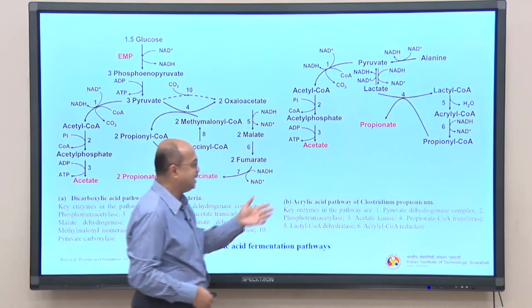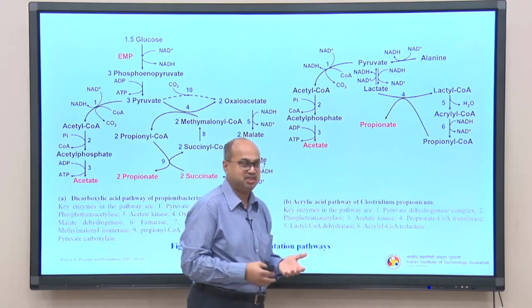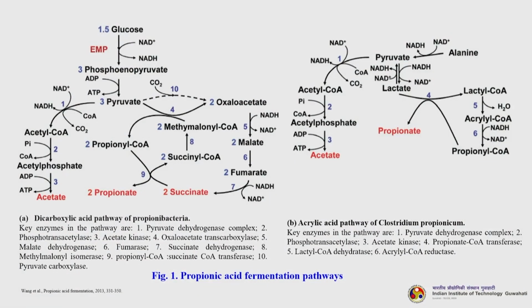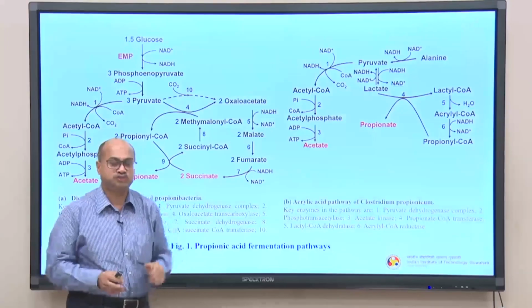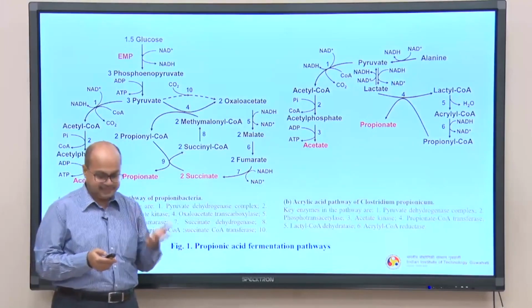Now, let us talk about the acrylic acid pathway of the Clostridium species. Here you can see that if we start with alanine, okay, alanine is getting converted to pyruvate. Now, pyruvate to acetyl coenzyme A, acetyl coenzyme A to acetyl phosphate to acetate. Now, pyruvate to lactate, lactate is getting converted to lactyl coenzyme A, then acrylyl coenzyme A, then propionyl coenzyme A and finally propionate. Okay. So, these are the 2 major pathways to produce propionic acid.